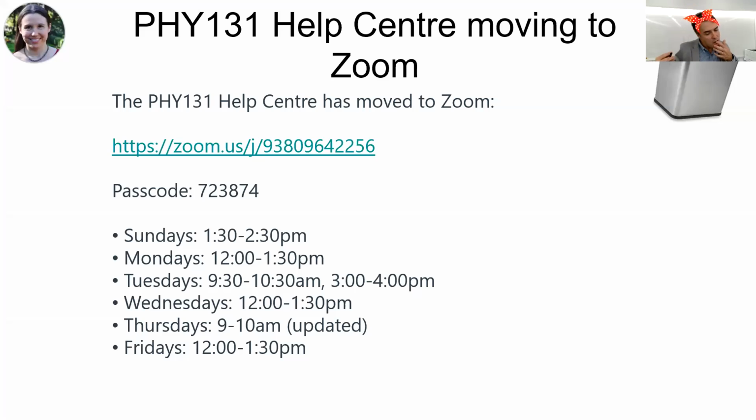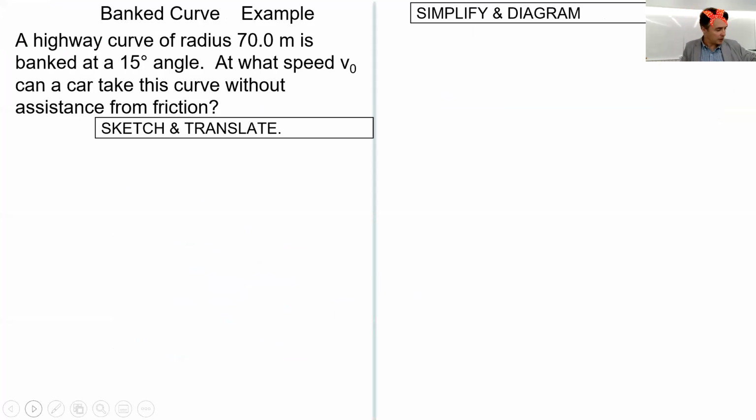So what I want to do is actually do the example that I was hoping to do last time. This is the banked curve example. So you have a highway which has a curve in it, which if you saw it from above would be a portion of a circle with a radius of 70 meters. And it's banked at a 15-degree angle.